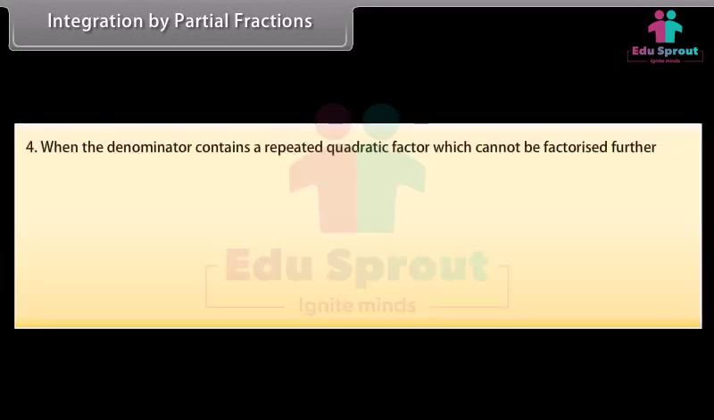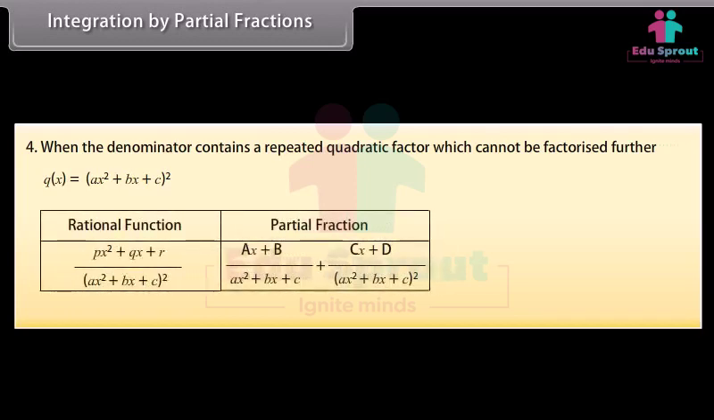4. When the denominator contains a repeated quadratic factor which cannot be factorized further, Q(x) is equal to (ax² + bx + c) whole squared. If the rational function is (px² + qx + r) by (ax² + bx + c)², then its partial fraction is (Ax + B) upon (ax² + bx + c) plus (Cx + D) upon (ax² + bx + c) whole square.